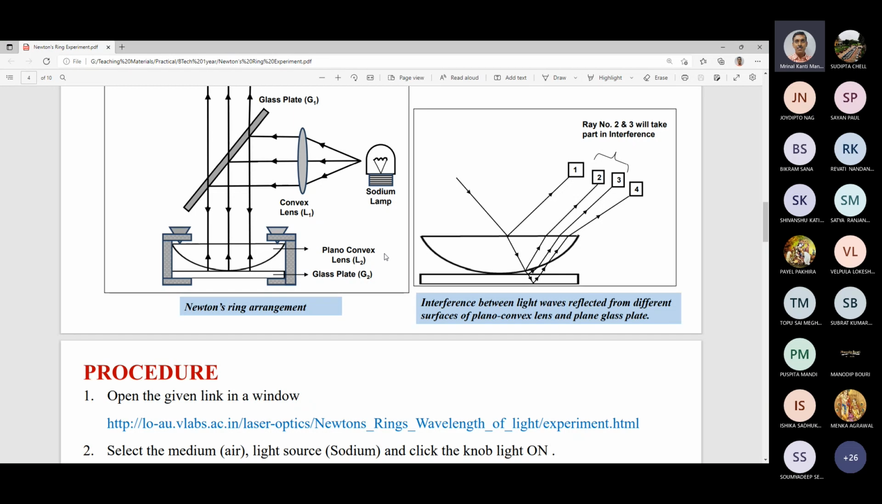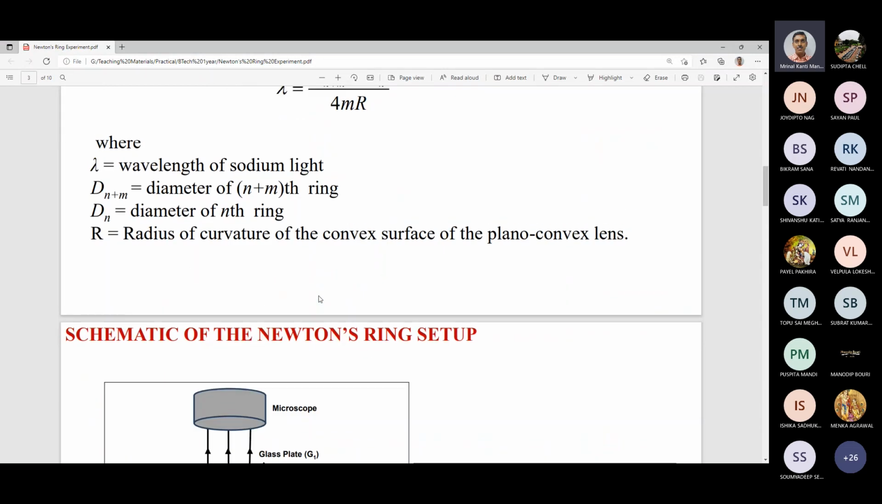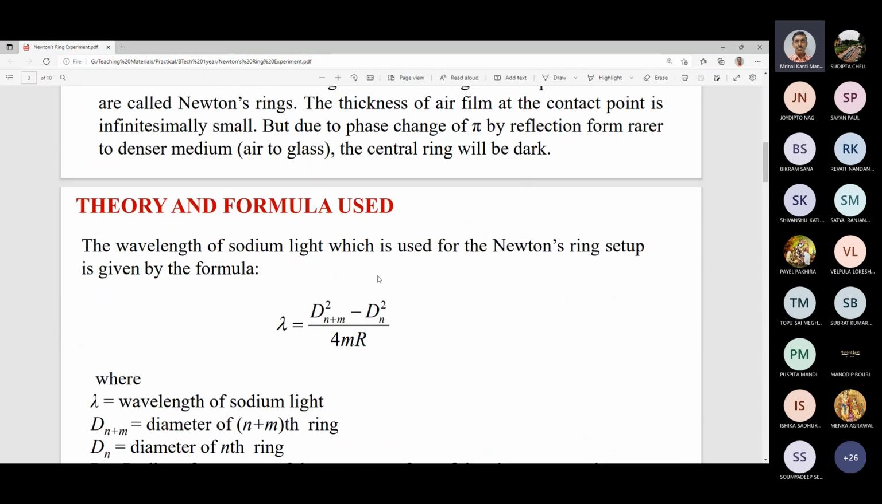If a light beam is reflected back by a denser medium, then it undergoes a phase shift of pi. So this beam number 3 undergoes a phase shift of pi. Here we can write the condition of maxima and minima, and depending on that we can determine the wavelength. The working formula for calculating the wavelength is D squared n plus m minus D squared n, divided by 4 m R.